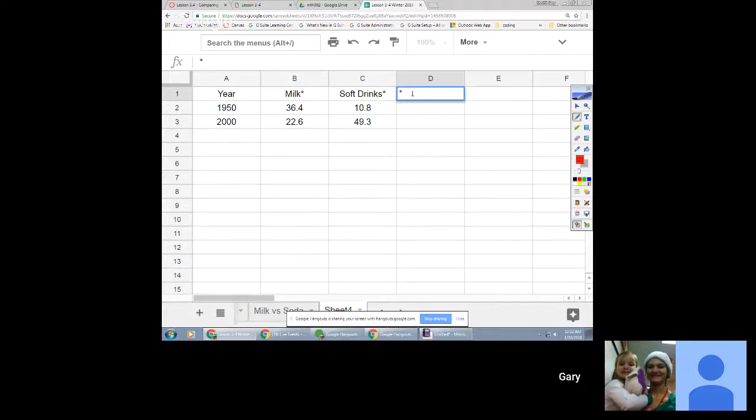The star is gallons per person per year. So in 1950, the average person drank 10, almost 11 gallons of soft drinks per year. In 2000, they were drinking almost 50 gallons of soft drinks per year.